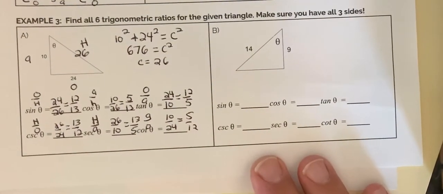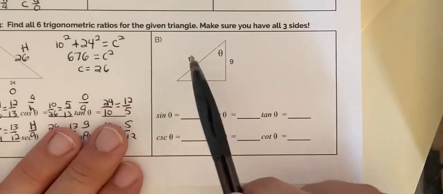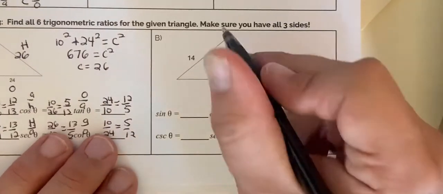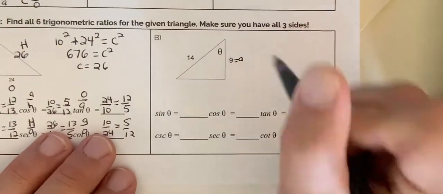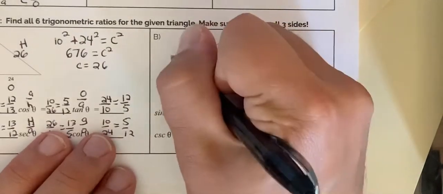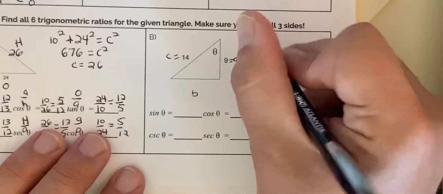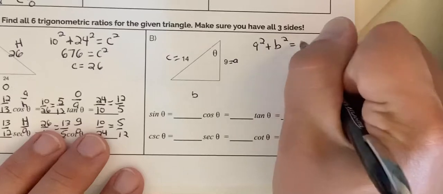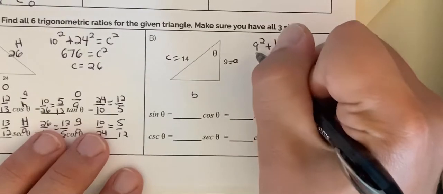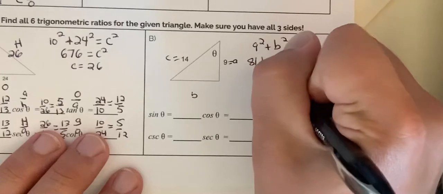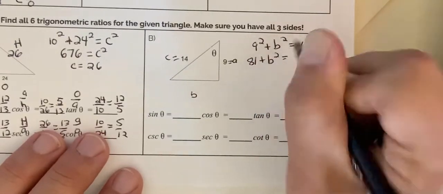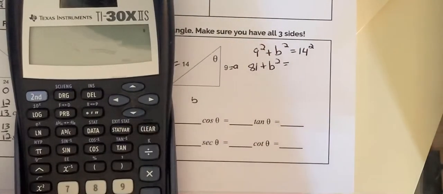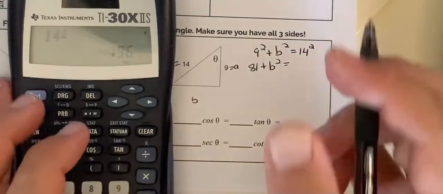So now moving on to another example here. I notice that I don't have all sides of the right triangle. So I'm going to have to use the Pythagorean theorem. So I'm just going to label here's A, and then here's B, and then here's C. So A squared, I have 9 squared plus B squared equals 14 squared. So 9 squared, 9 times 9 is 81, plus B squared equals, I'm going to grab a calculator for 14 squared. So clearing that out, 14 squared is 196.